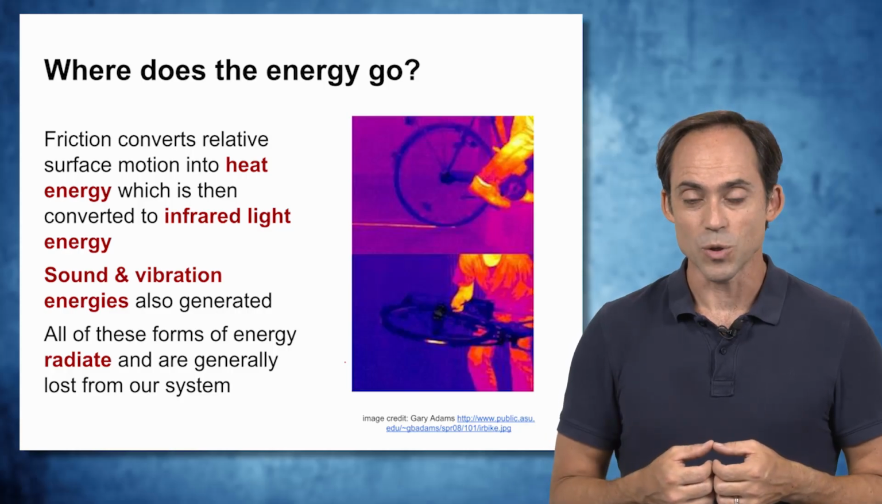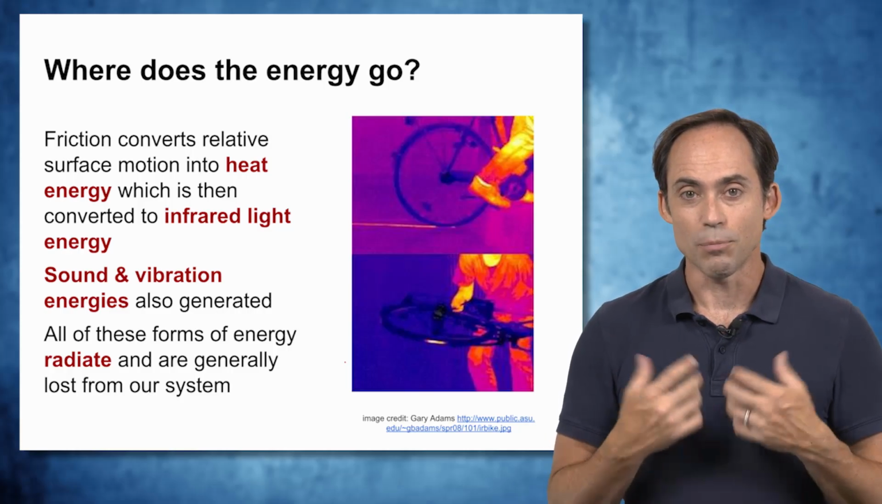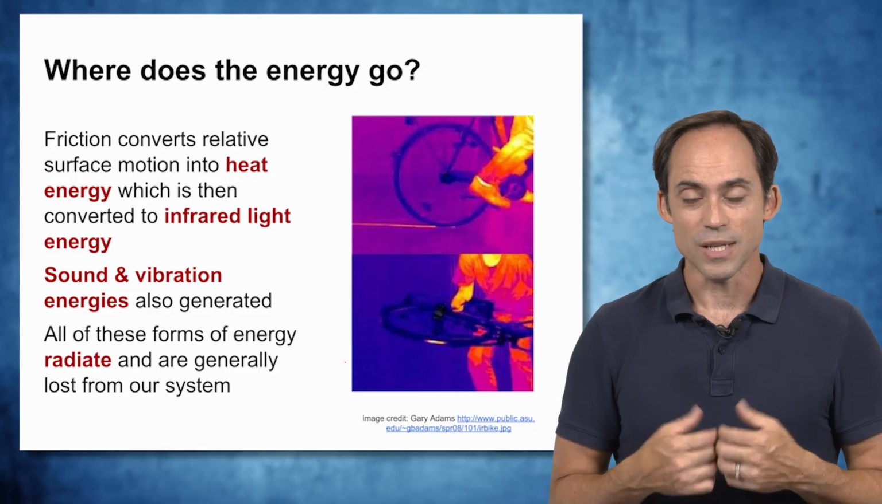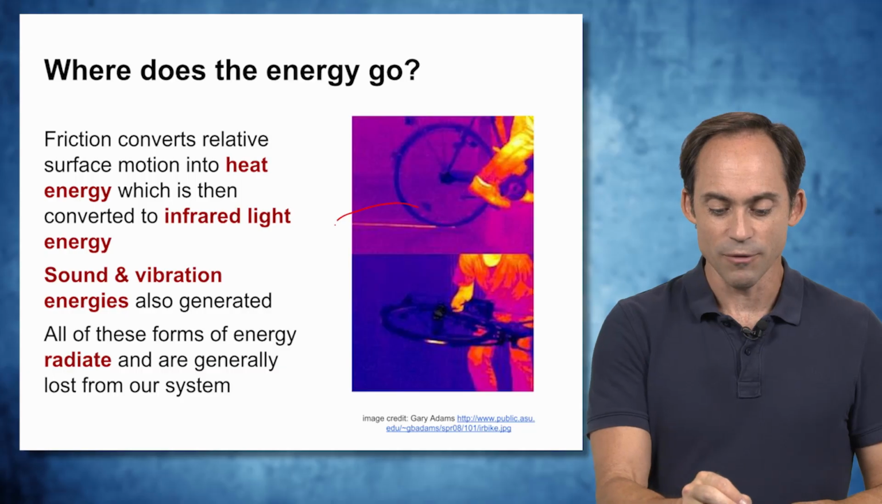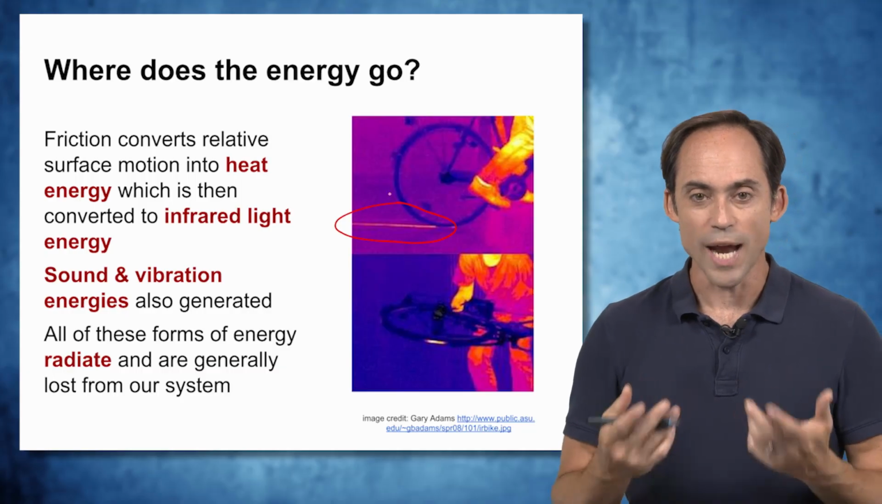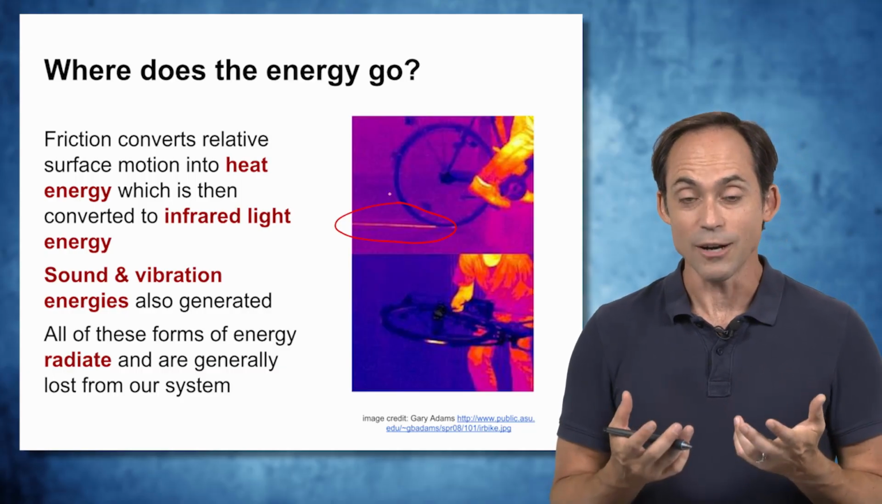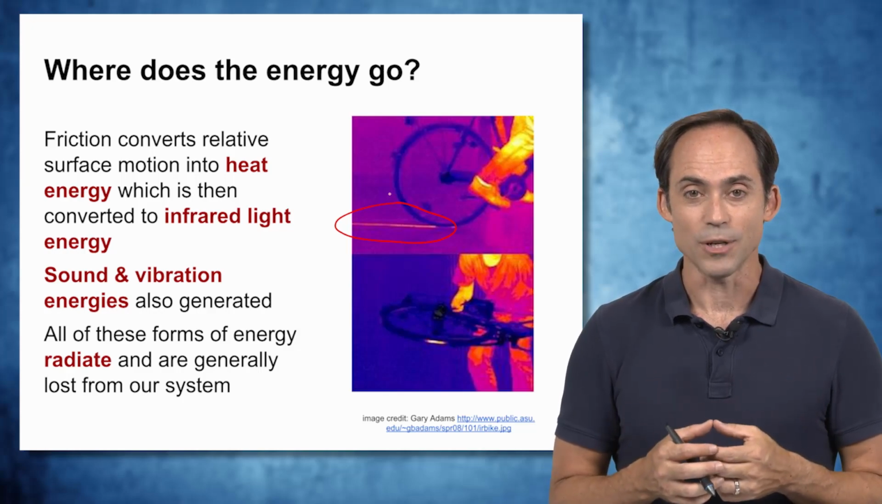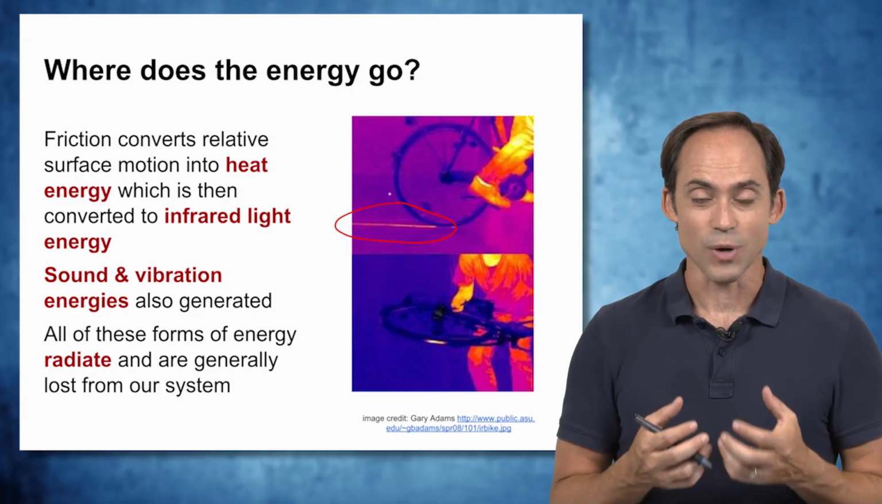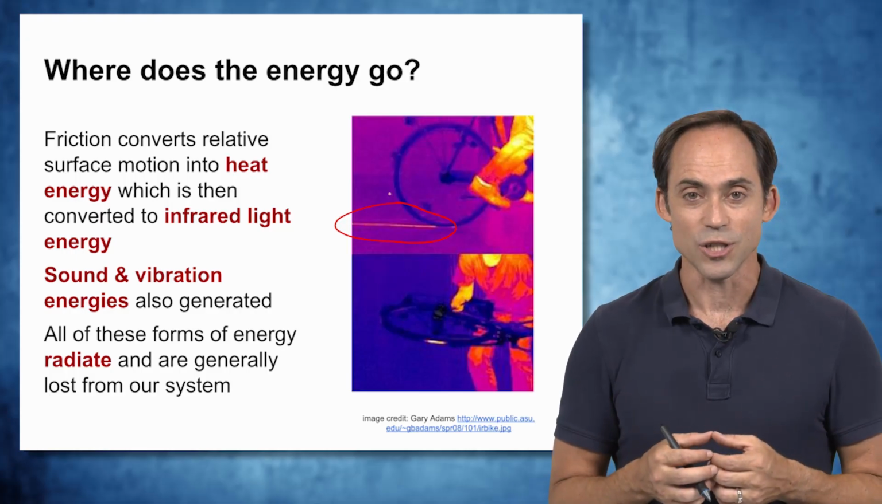So the images you see here of someone braking on their bicycle wheel, you can see in the top image that there is this warm streak that's coming out from our infrared light. That is the radiation of infrared energy, light energy, from a hot region on the ground, and that hot region is hot because of the transfer of kinetic energy into heat energy on the ground.